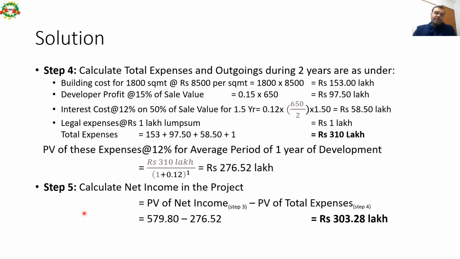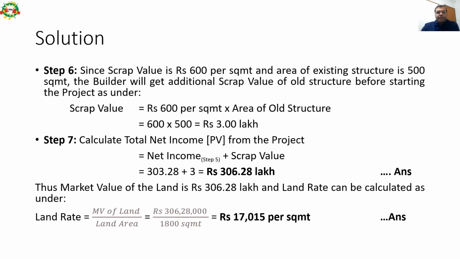Then in the next step we will calculate net income from the project, which is equal to the present value of net income as we have calculated in step 3. So present value of total income or total receipt from the project minus present value of total expenses as calculated here. So after calculating net income from the project, we have to calculate the scrap value of the project because this data is also given in the question.